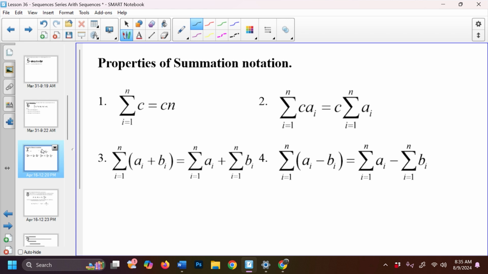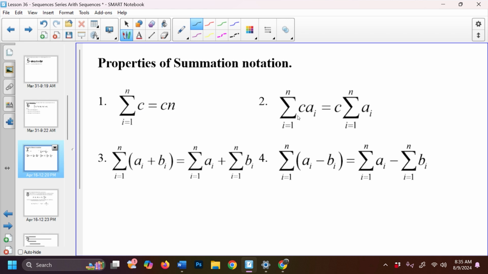Some properties of summation notation. If you take the sum of the first n numbers of some constant c, then the value of this will be just c times n. And that makes sense. If I had c being 2 and n being 10, if I add up 2 10 times, it would be the same as 2 times 10.